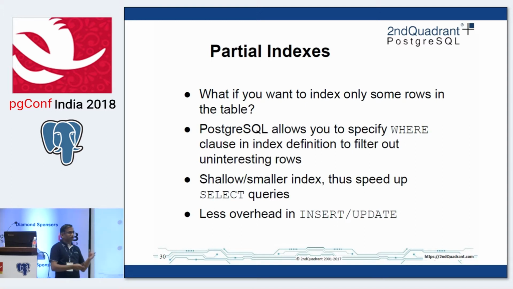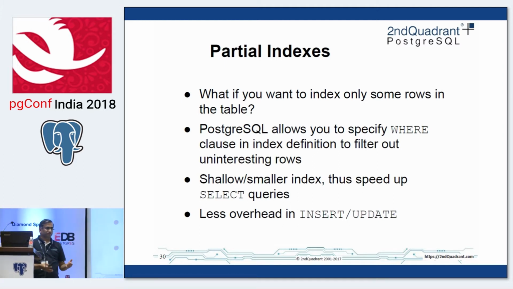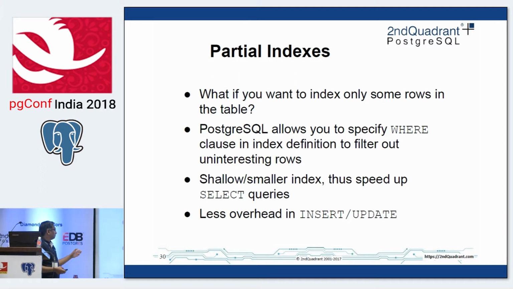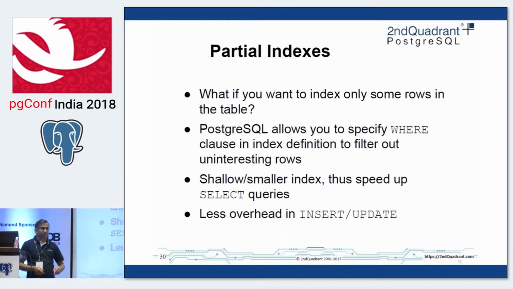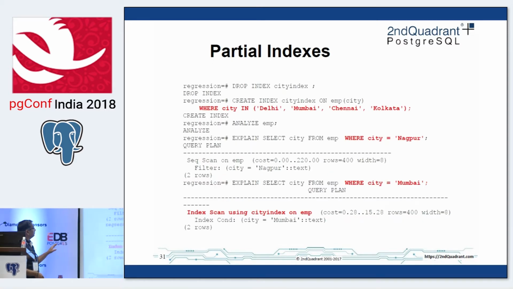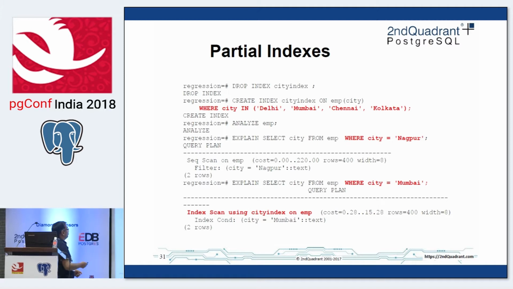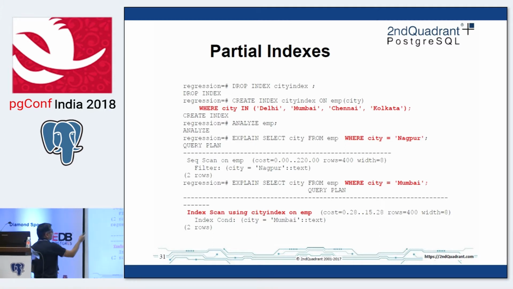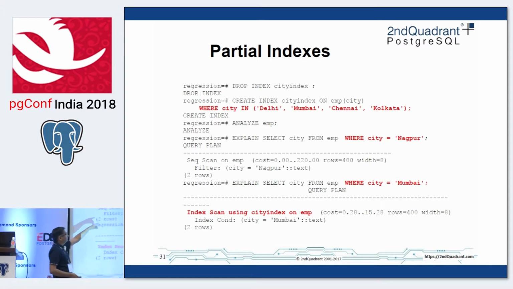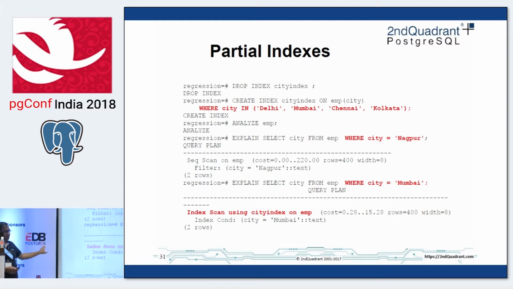Because you index a lot fewer rows, obviously your index would be shallower, which would speed up your select speeds. Also, because you are not indexing everything, your insert and update overhead would be smaller, because you don't have to go to the index every time you do an insert to the table. This is an example of how you build a partial index. We are saying create index city index, but only on rows which match any of these 4 values. So if you run a query where it says city equals Nagpur, it's not going to use the index, because those rows are not indexed at all. The planner knows, based on its stats, that most likely this particular column value is not indexed, so it won't use it. Whereas if you look for city equals Mumbai, it will actually use an index scan.